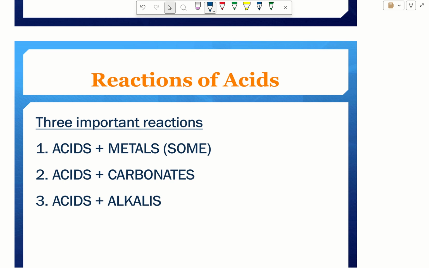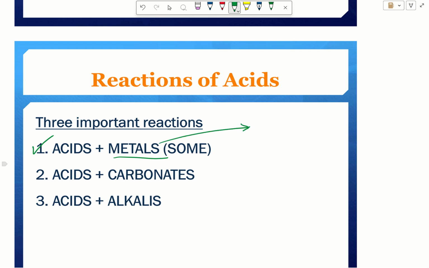Okay, so for this video, we'll be continuing with this slide. This is 11.2a. So what are the reactions of acids? There are actually three reactions that are very important. The first one is acid plus metal. But take note, it is not all the metals. Now, what are examples of metals?